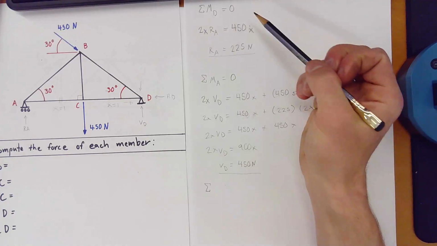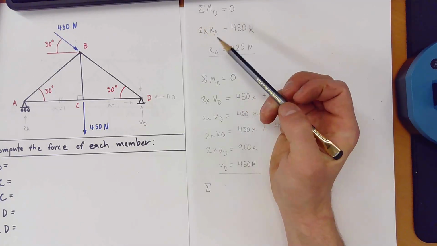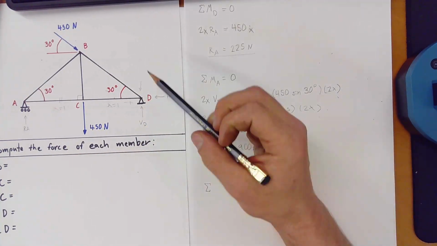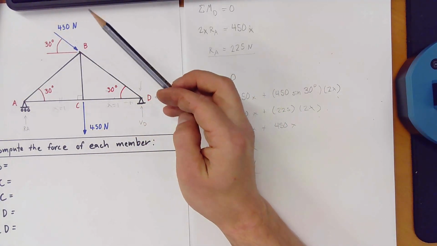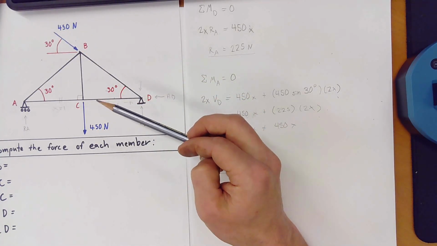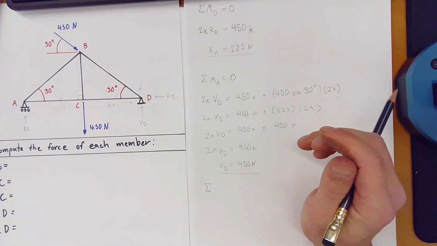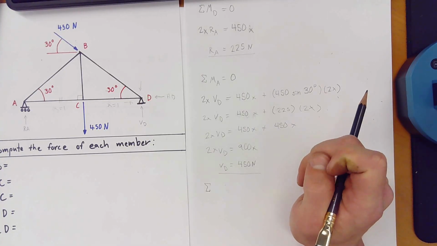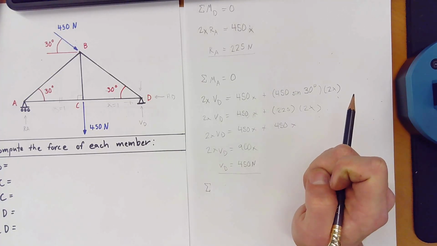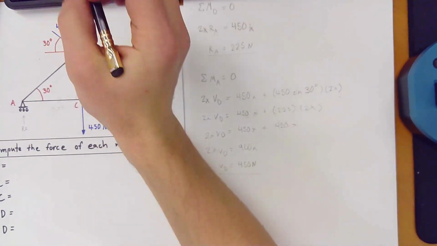Sorry for the pause there, just going over my notes. We have gotten the moments around point D and point A figured out, with the force of 450 newtons pushing at a 30-degree angle here, and a force of 450 newtons pulling down from point C. Now we're going to start looking at the sum of the forces in the horizontal direction, or the forces in the members in the horizontal direction.